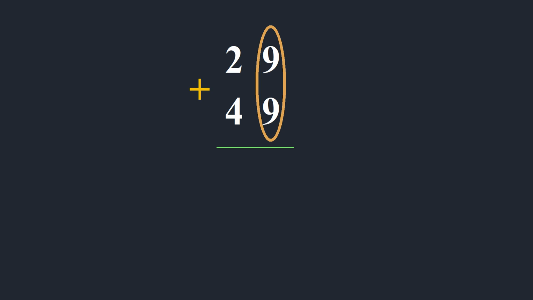We start solving the addition equation by adding the numbers in the ones place. 9 plus 9 equals 18. In the number 18, there are 8 ones, right? 8 in the ones place.